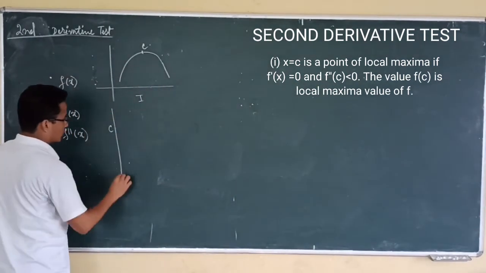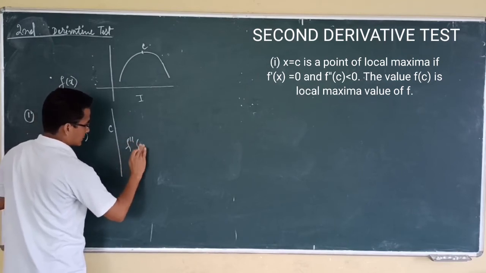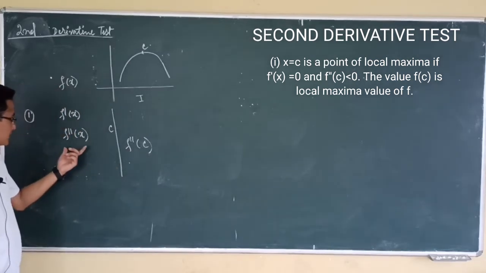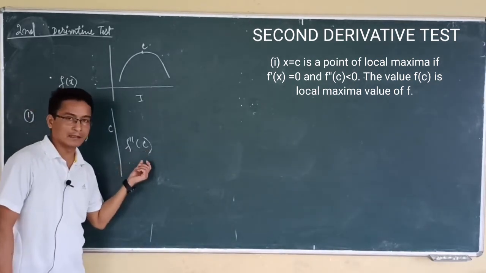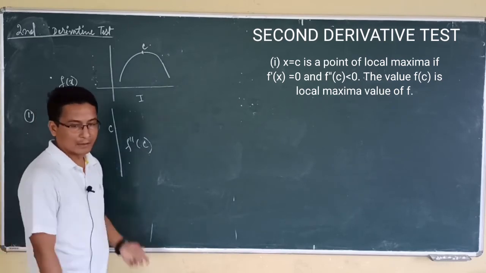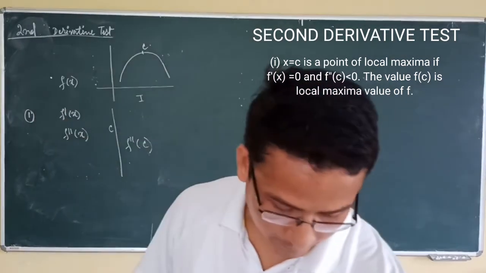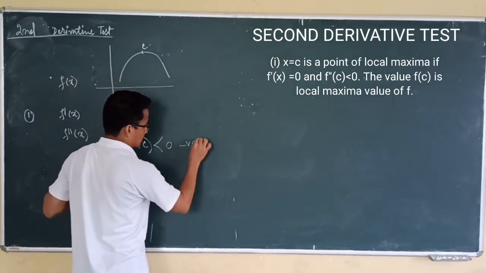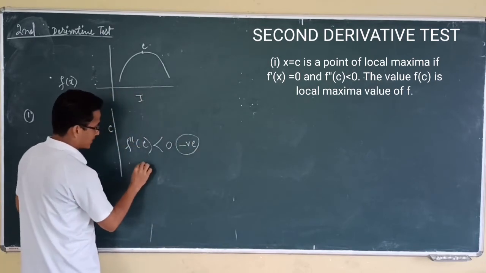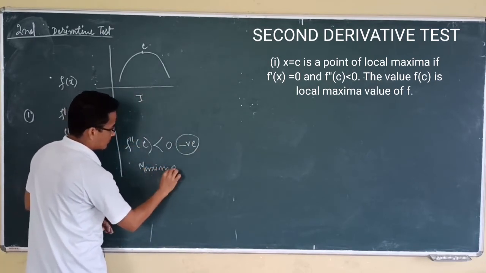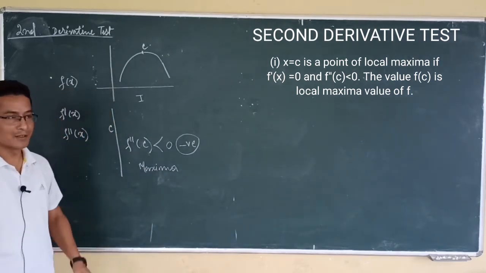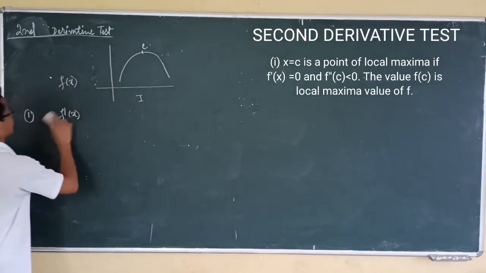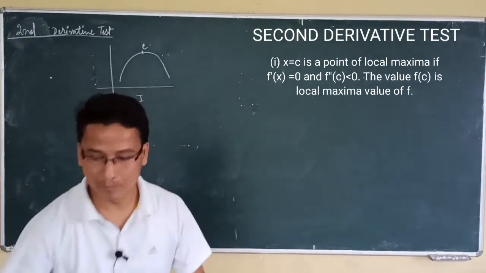If you put the value of f double dash at C, the second order derivative at the critical point, and you get a value less than 0, meaning a negative value, then we call it maxima. Once again, I know you are not all understanding, so let's see once again.